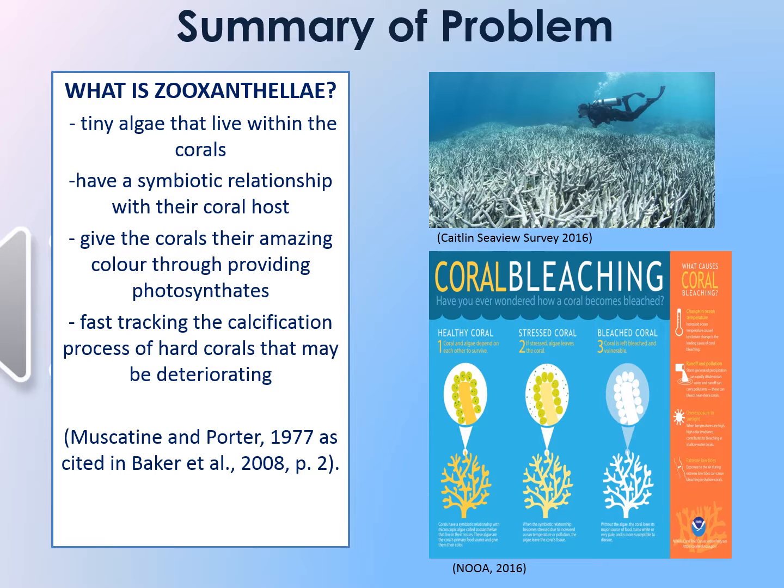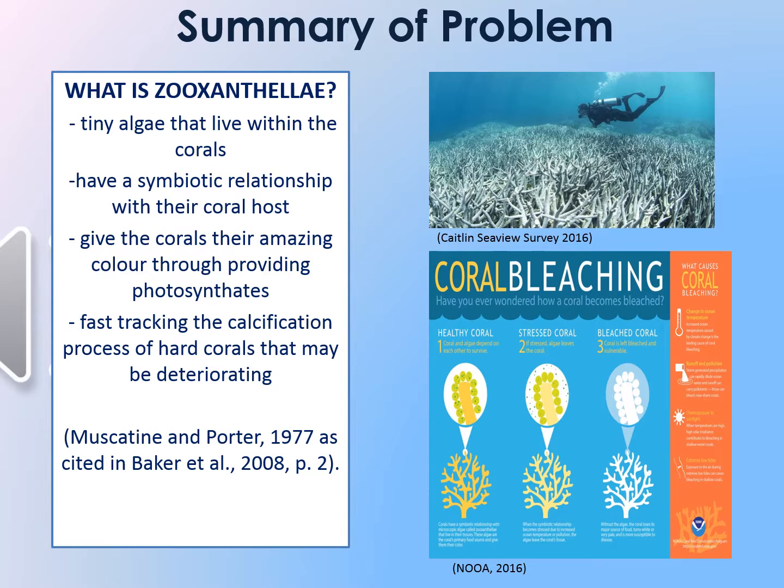The Great Barrier Reef is the world's biggest coral reef ecosystem and has also been placed on the National Heritage List. An organism called zooxanthellae is used to describe the numerous amounts of tiny algae that live within the thousands of corals that make up the reef. The zooxanthellae have a symbiotic relationship with their coral host and are what give the corals their amazing colour.